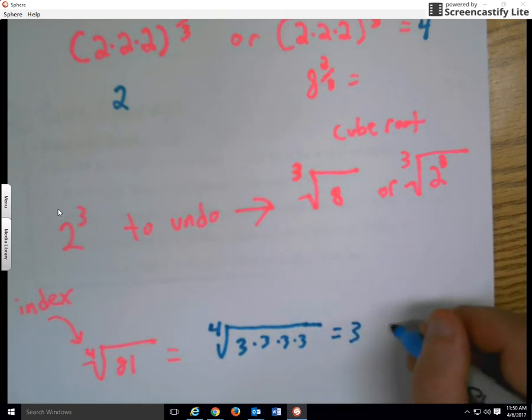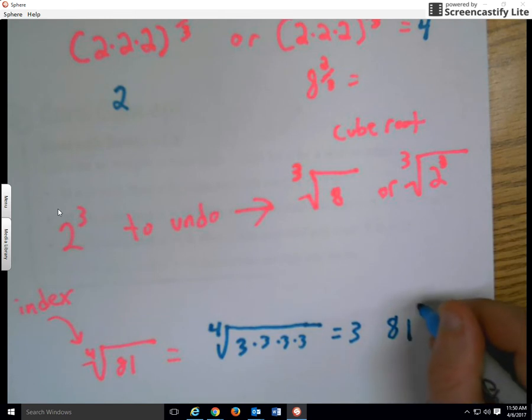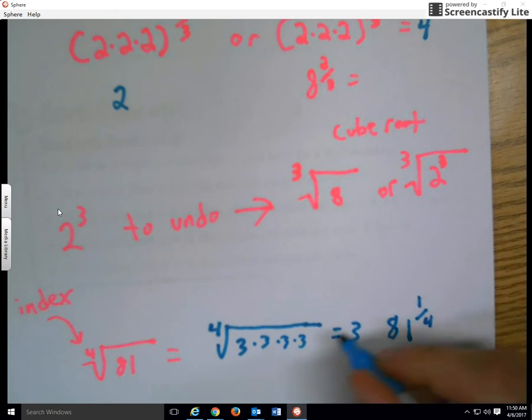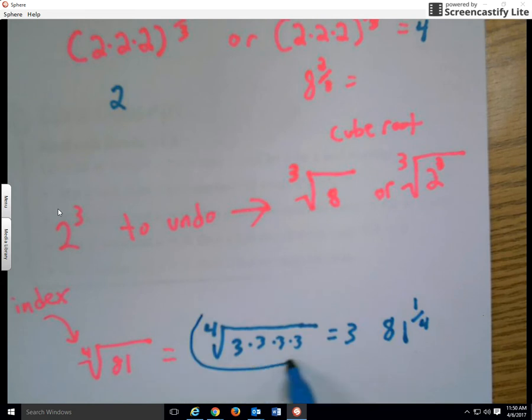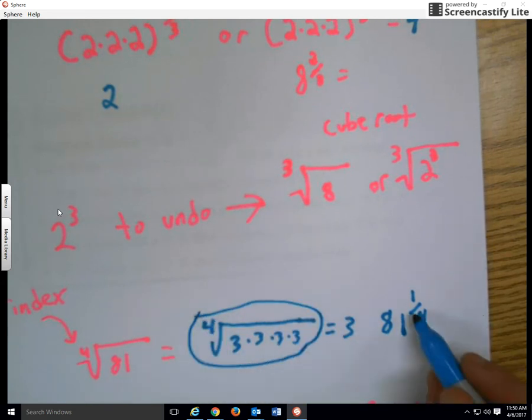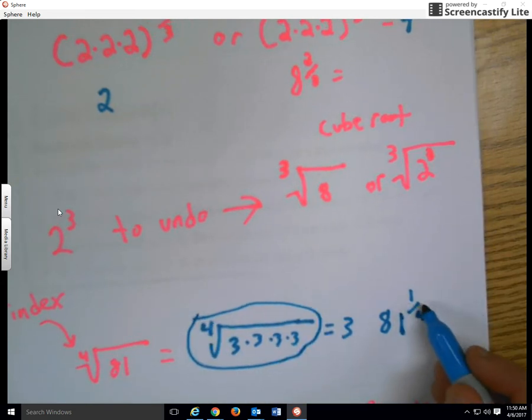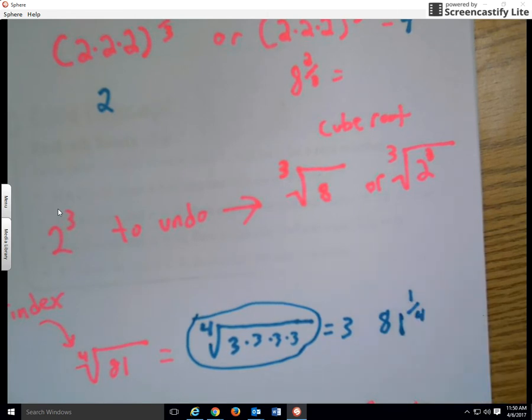Another way to write that would be 81 to the 1/4 power, and you would take 1 of the 4 of these. Usually we'll write it in radical form rather than write it as a fraction in the powers. And the reason that's true is because 3 is a 4th root of 81.